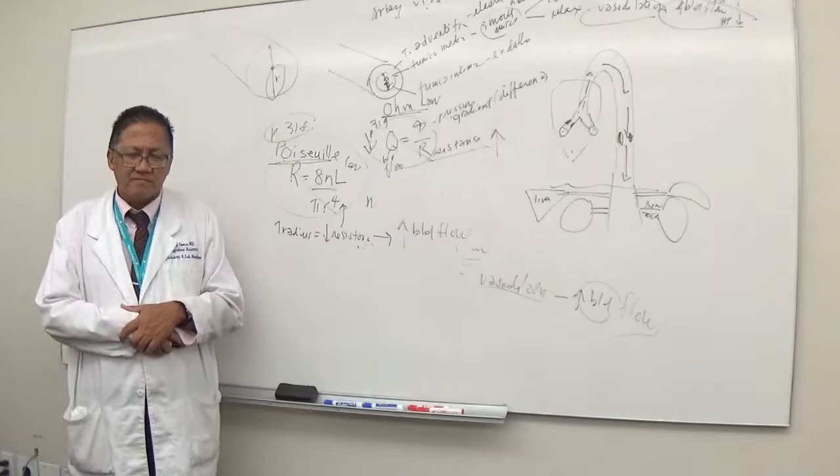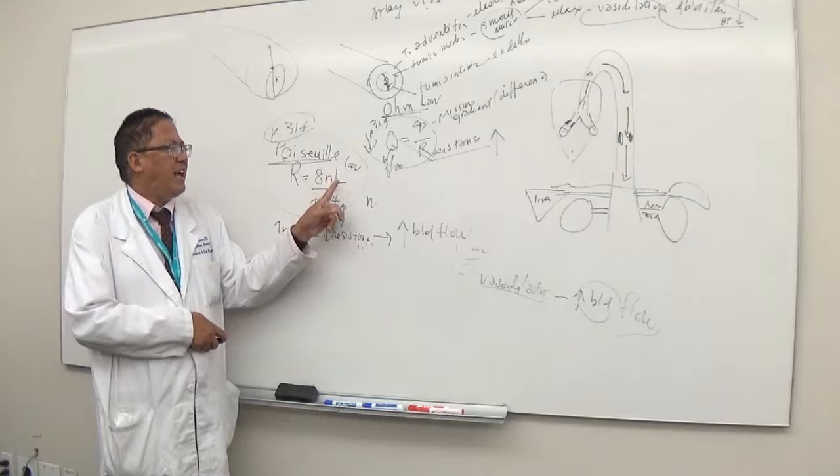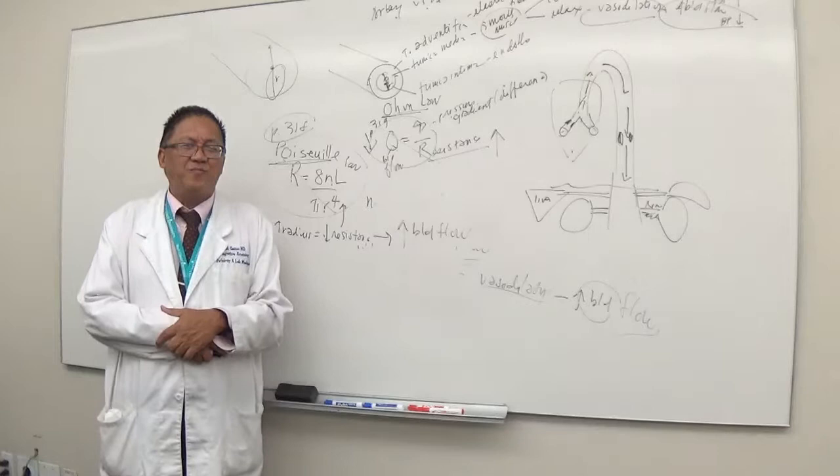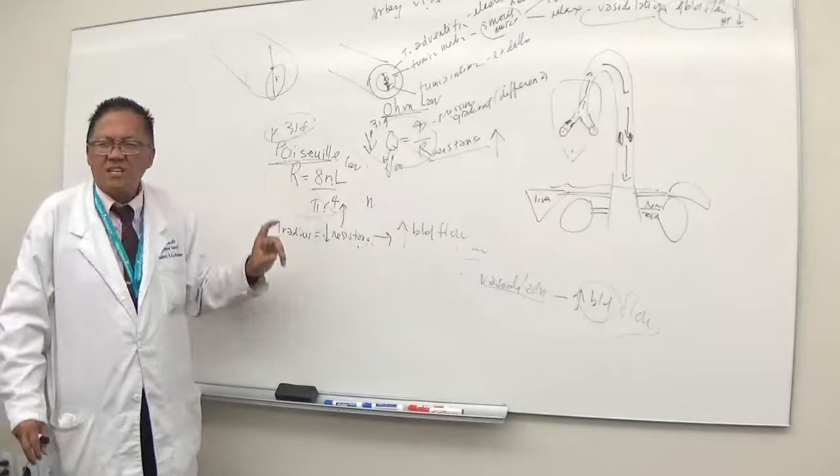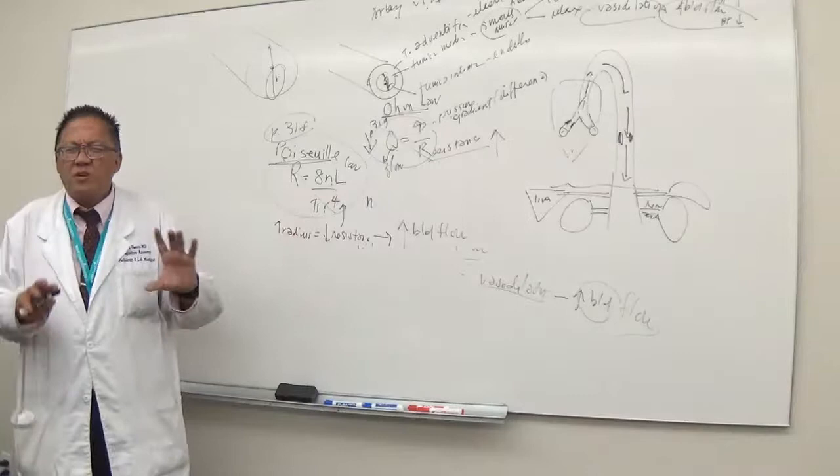Now, what is the relationship between viscosity, length of the vessel, and resistance? Directly proportional or inversely? Directly. The relationship is directly proportional. In other words, if you increase the length of the blood vessel, more resistance because it will be longer. If you increase viscosity of the blood, what happens to the resistance?